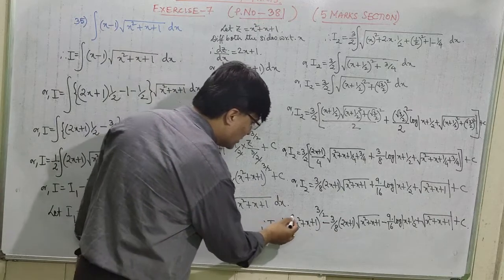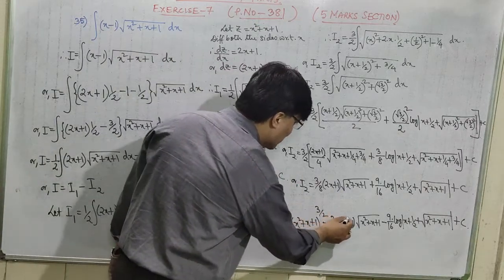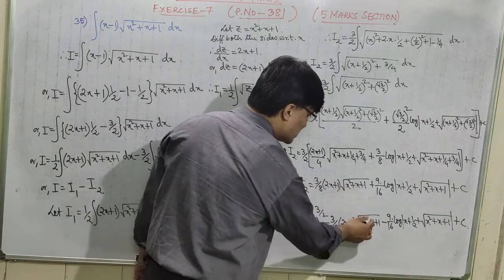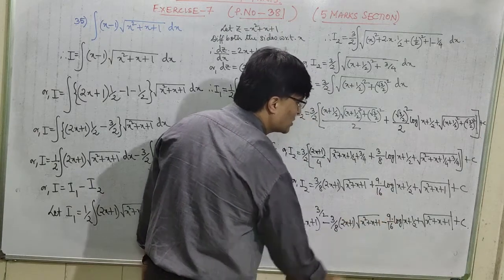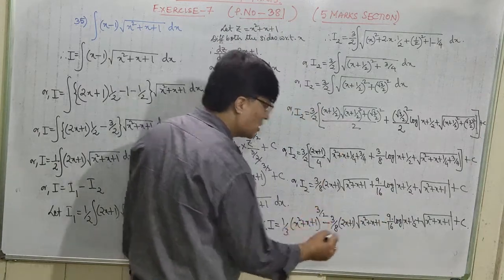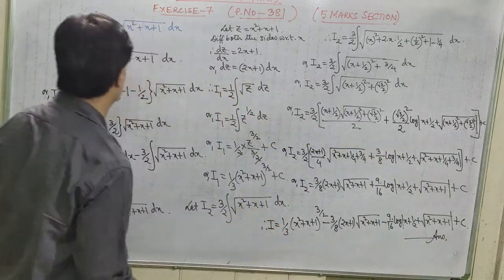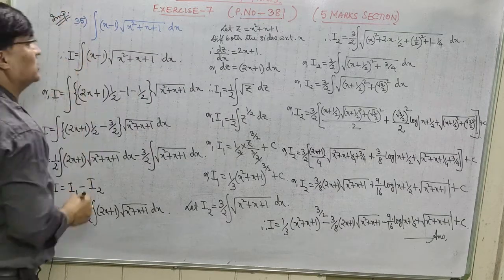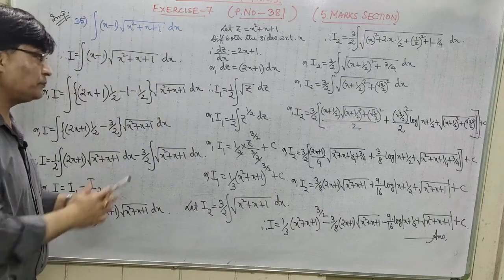So I is equal to 1/3 x square plus x plus 1 whole to the power 3 by 2 minus 3 by 8 into 2x plus 1 root over x square plus x plus 1, then minus into plus is minus 9 by 16 log within mod x plus half plus root under x square plus x plus 1, mod sign closed, plus c. So this is the final answer. So this question is also very, very important. You can mark it. So I think you have understood it. So you can copy it.